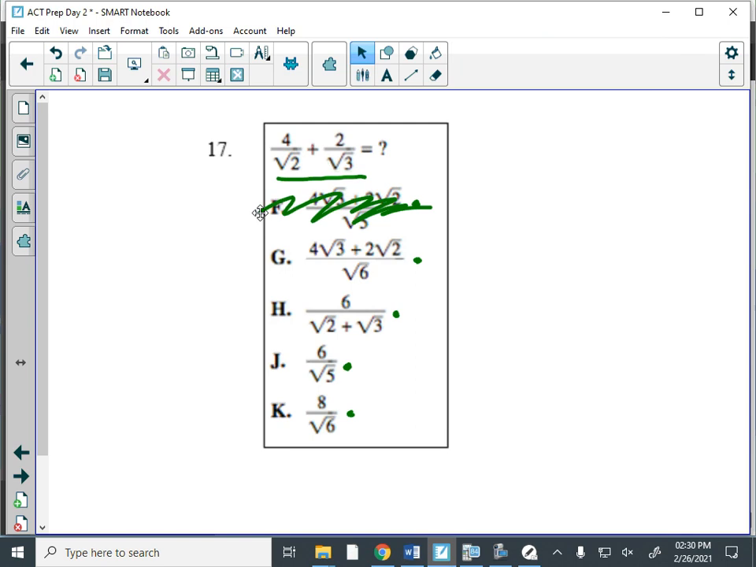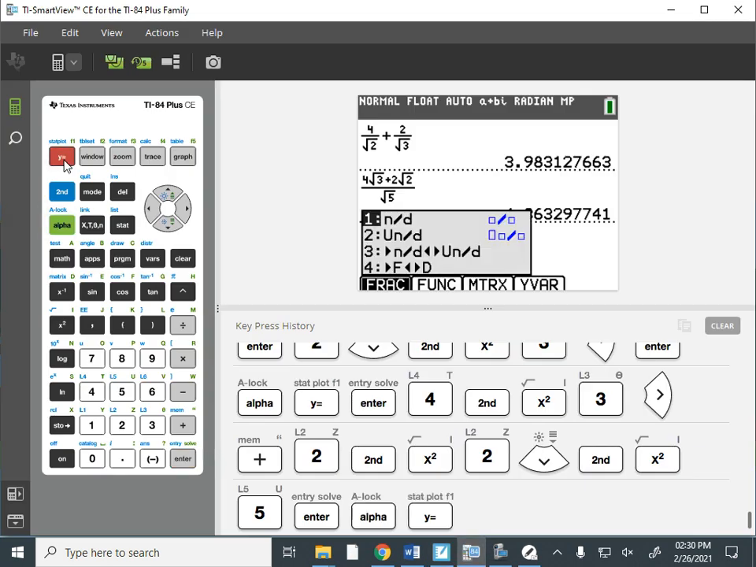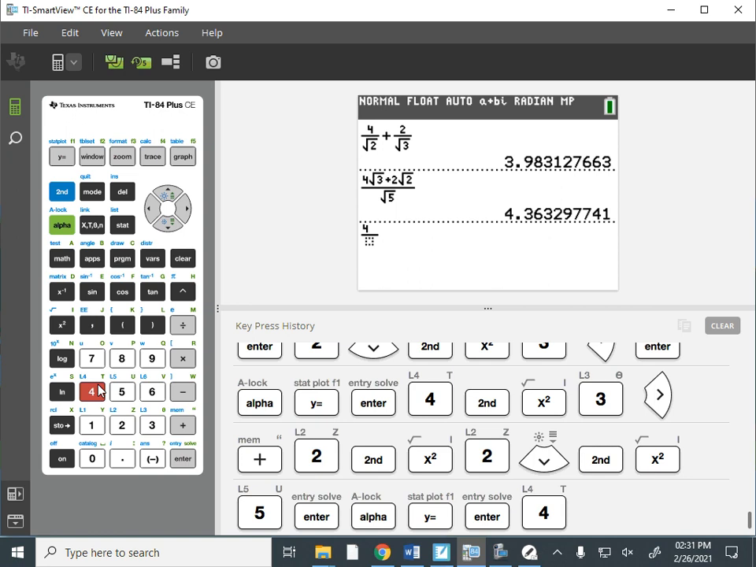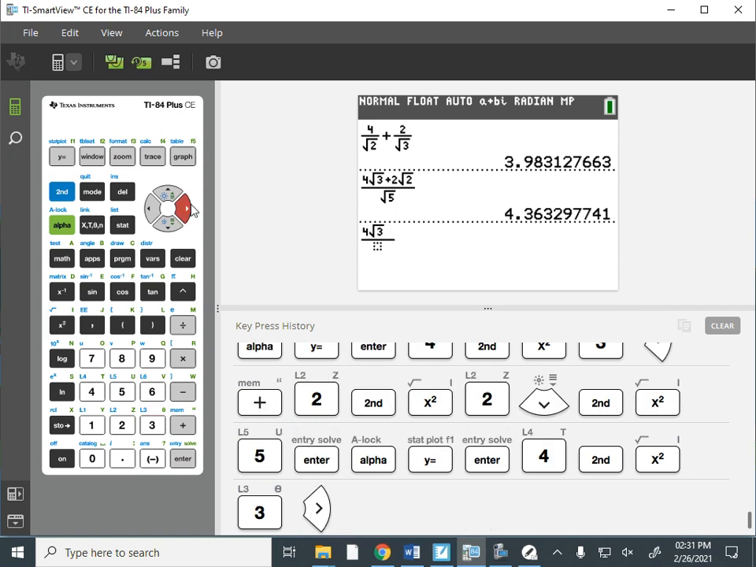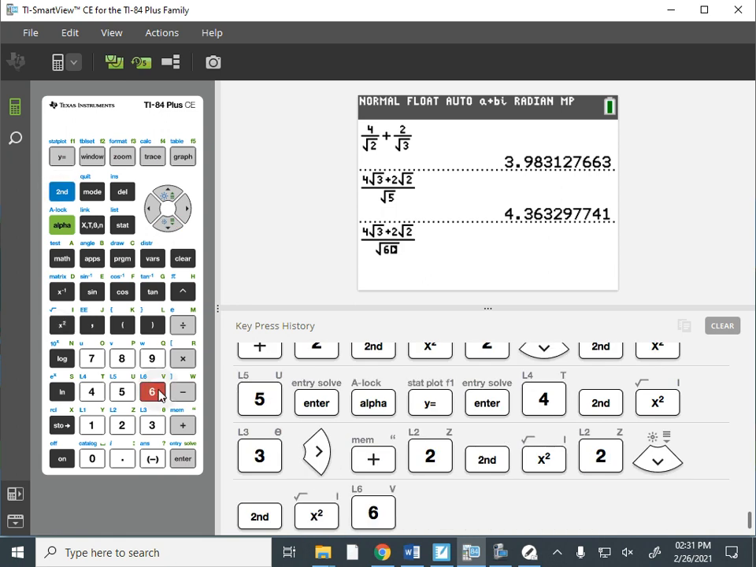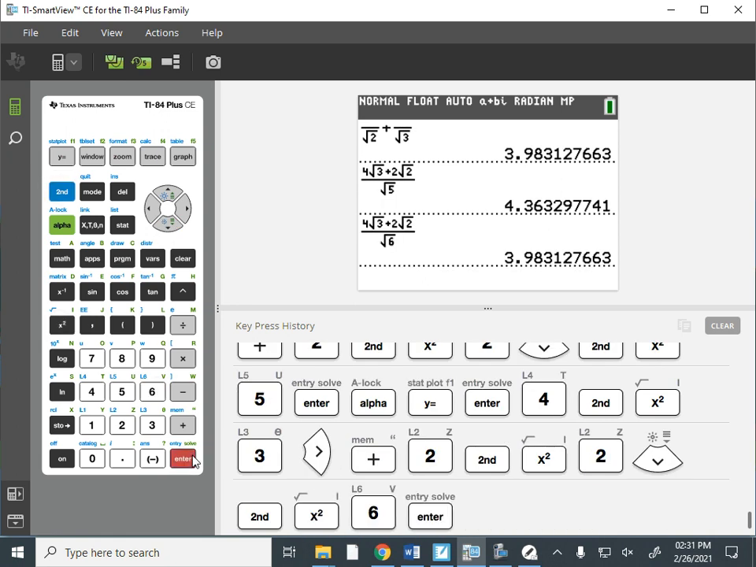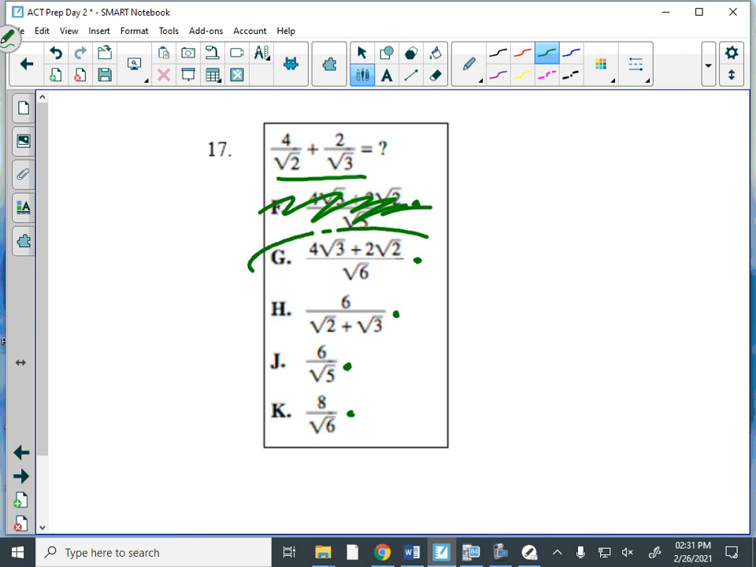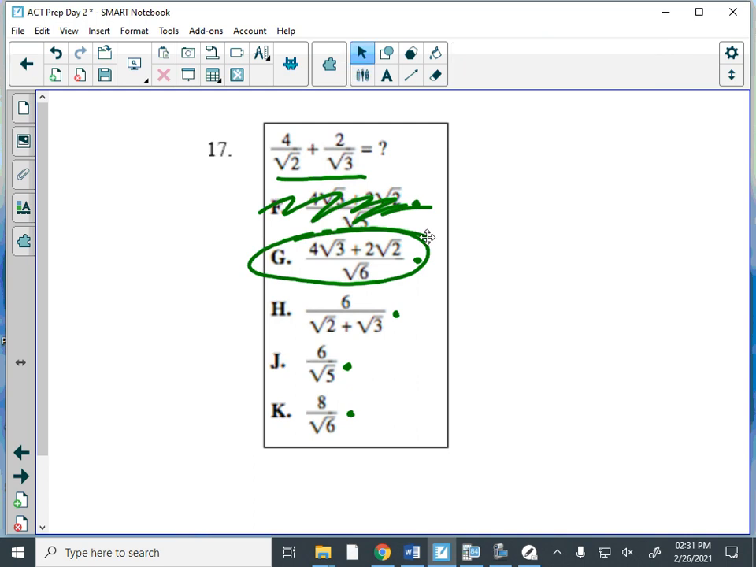Try the next one. 4 radical 3 plus 2 radical 2 over radical 6. Hey, look at that. We get the same exact decimal. That's our answer. They match. They're equivalent forms. So my answer then is G. If you want to go through and check the others, you can, but they match. So I'm saying that's my right answer. Kind of go through and see which one's equivalent.